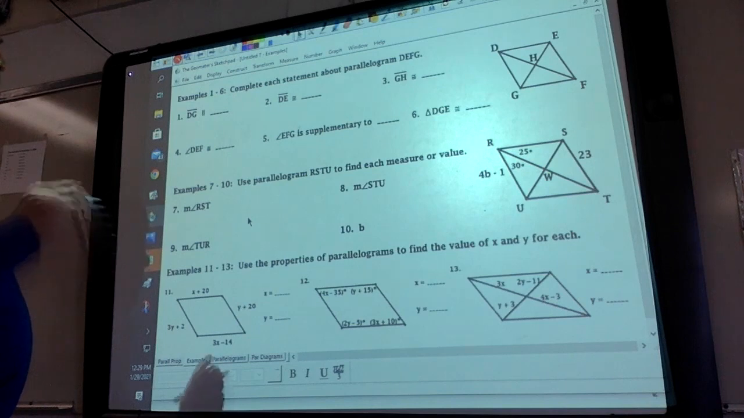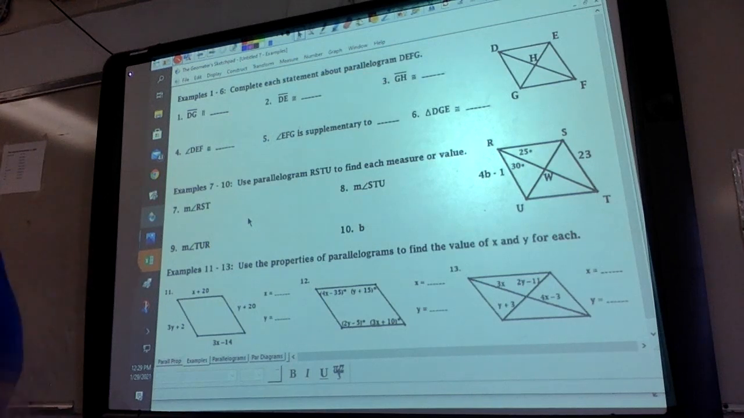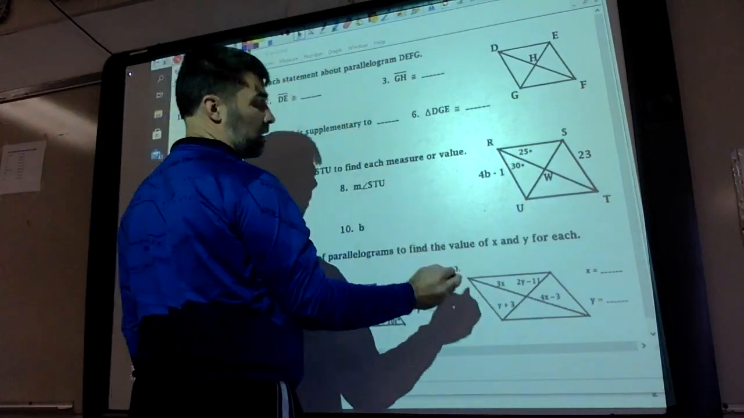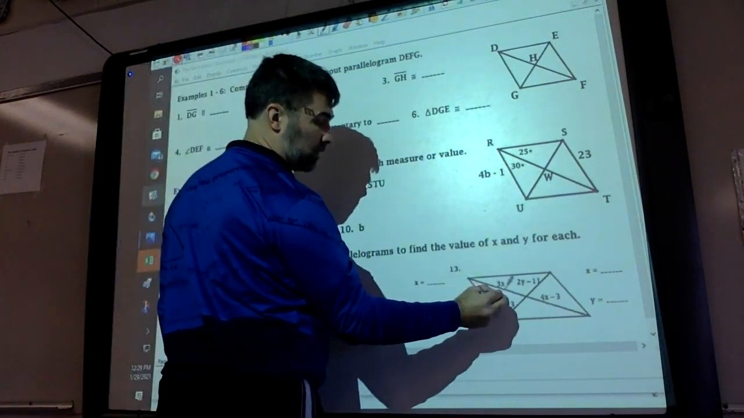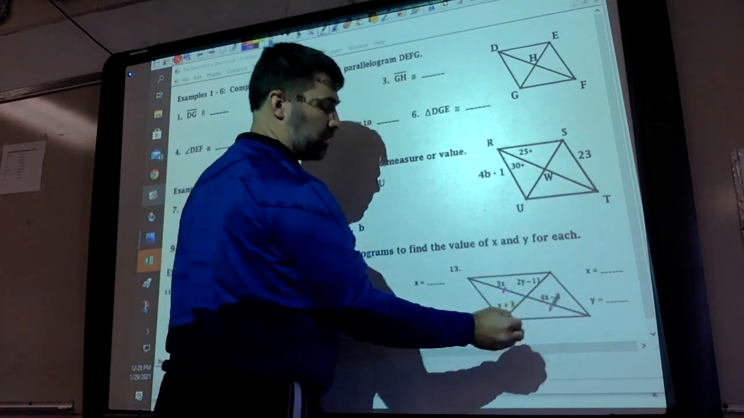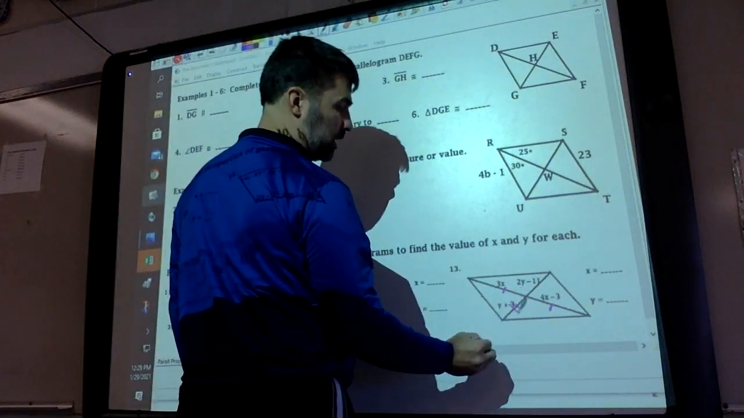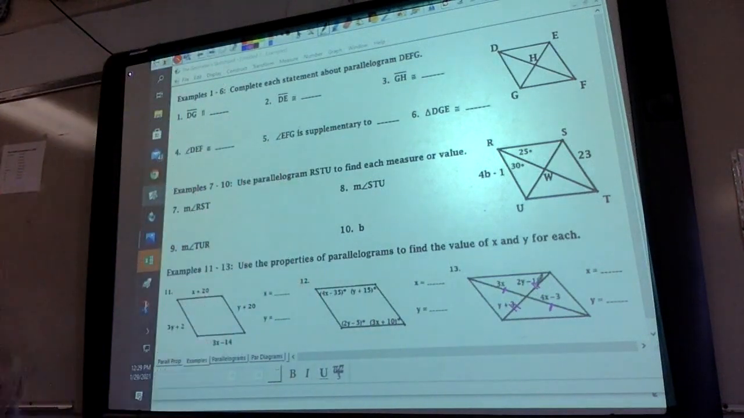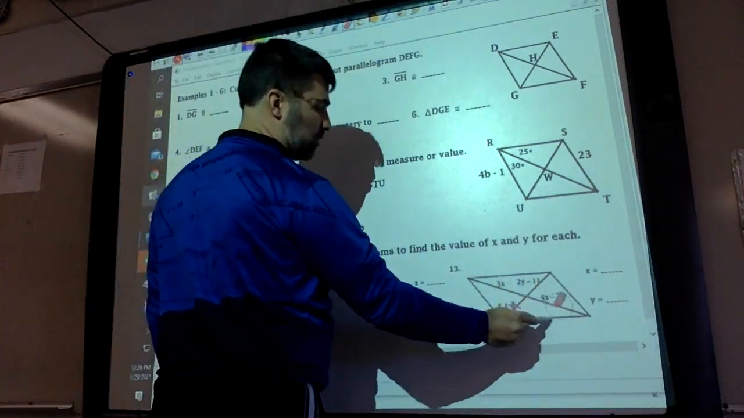13, are you dealing with sides, angles, or diagonals? I'm dealing with diagonals in 13. The diagonal property of parallelograms says diagonals bisect each other. So if they bisect, that means they're going to be the same. If I had a diagram, it would look like the marks. So 3x plus 1 is going to be the same as 4x minus 3. You set that up and solve for x. And y plus 3 is going to be the same as 2y minus 11. Diagonals bisect each other, set it up, solve for y. I'm not going to do those, but that's an example of how you would do it with some algebra.